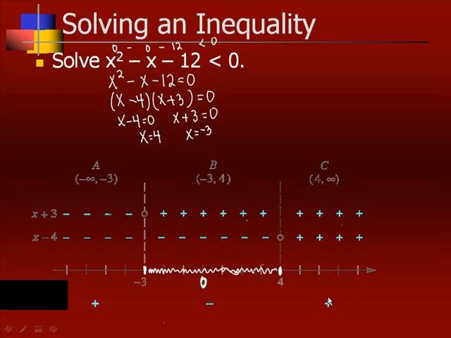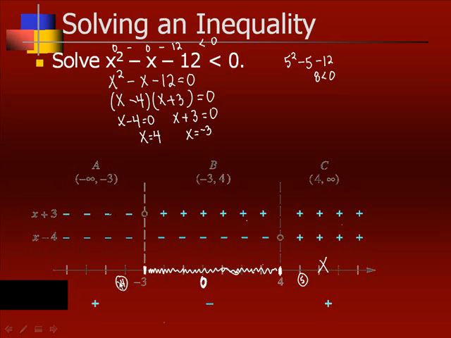So that means I know that I'm going to shade this interval. Okay? If we pick a number over here, let's say we pick 5, and I plug it in here, we would get 5 squared minus 5 minus 12, which is 25 minus 5, which is 20. 20 minus 12 is 8. Is 8 less than 0? No, so we don't shade that interval.